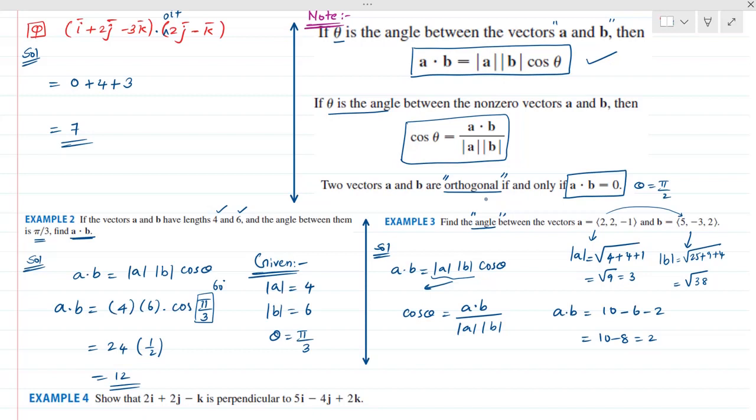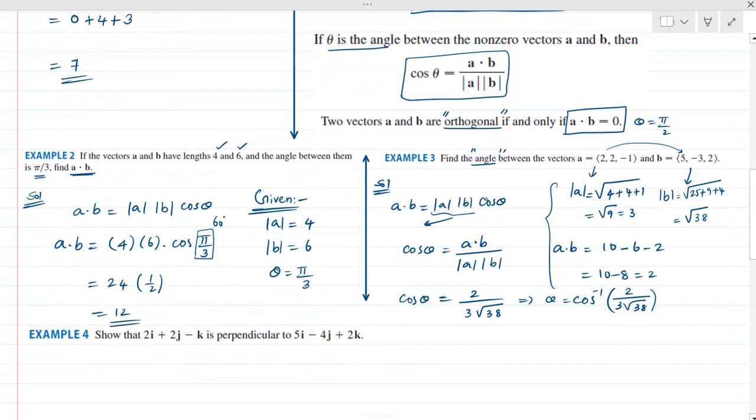So all these values I just substitute in the formula. You will get A dot B, which is 2, over the length of A, which is 3, and the length of B, which is square root of 38. Now this is cosine theta. I want the theta value, so just take the inverse. So you will get cosine inverse of 2 over 3 root 38.